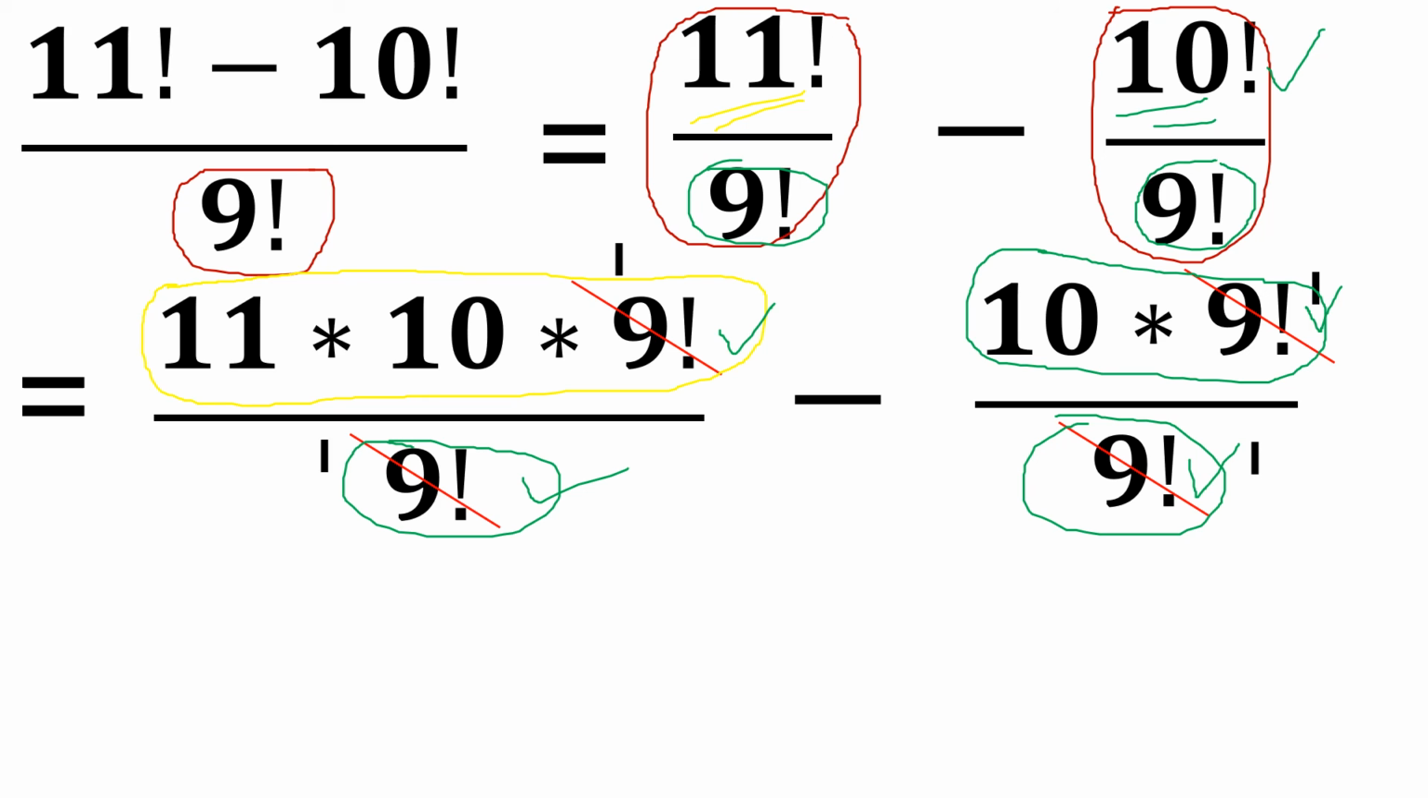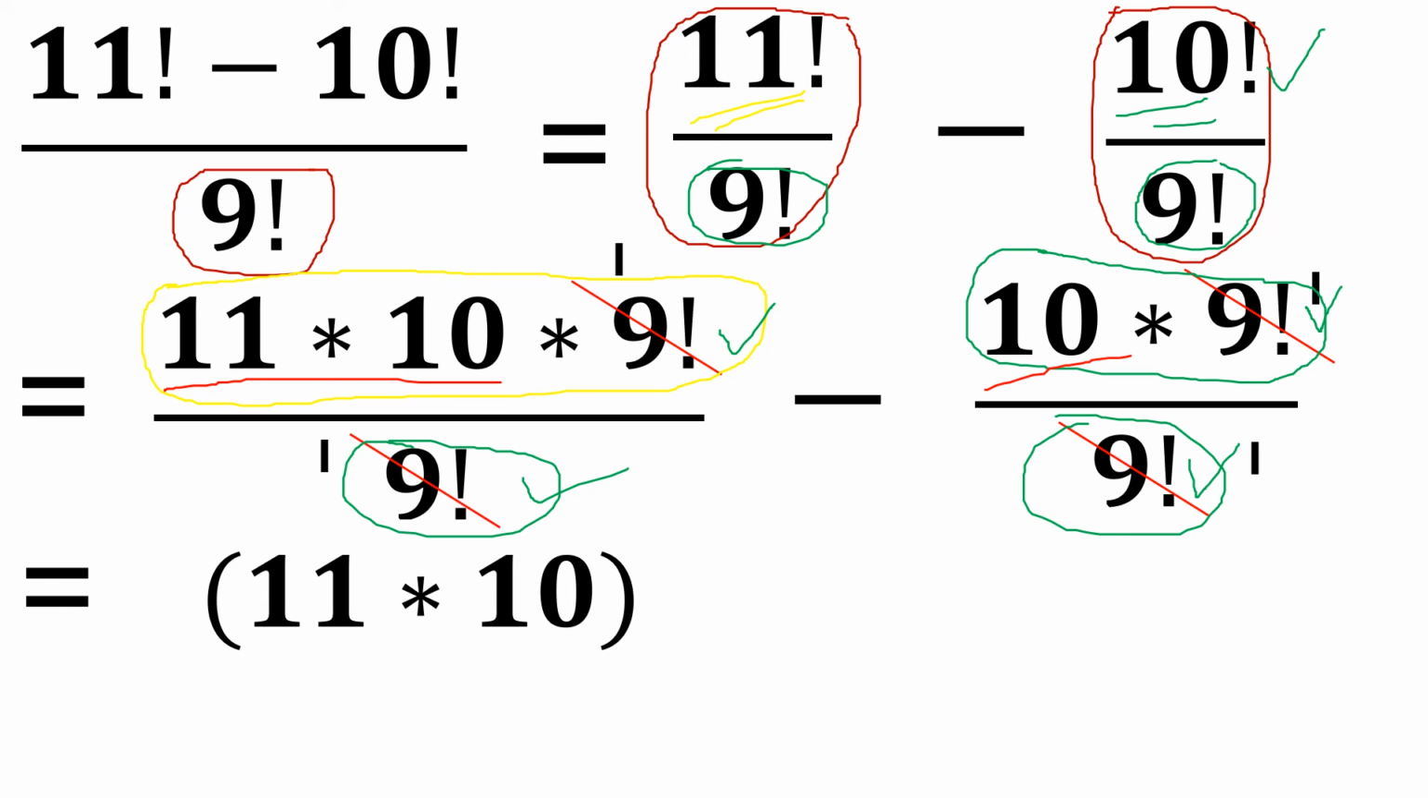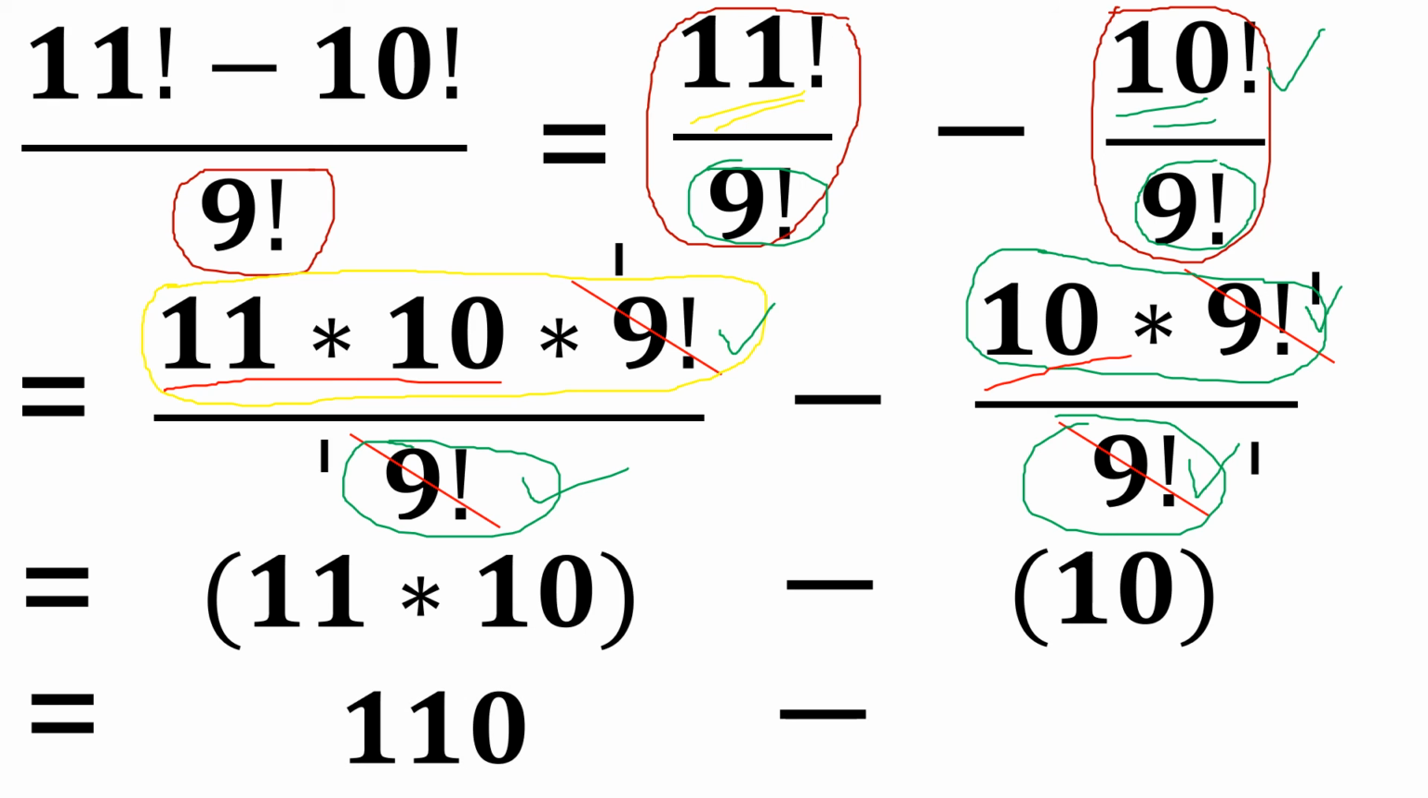So at the numerator, you are left with 11 times 10 on the left hand side, and on the right hand side, you are simply left with 10. So let's simplify that further. We have 11 times 10 on the left hand side minus 10 on the right hand side. And we know that 11 times 10 is 110, minus 10 on the right hand side.